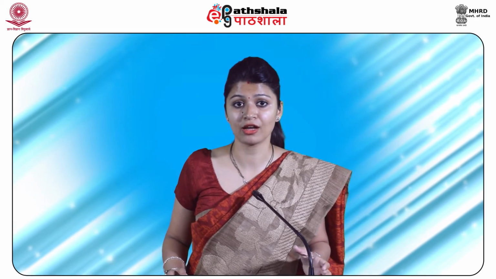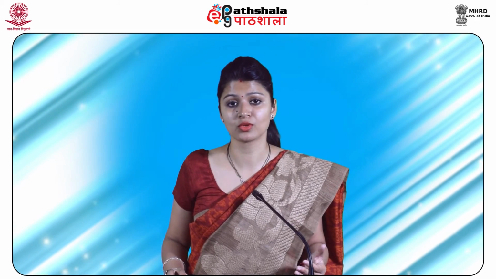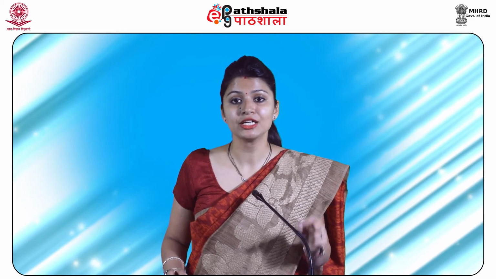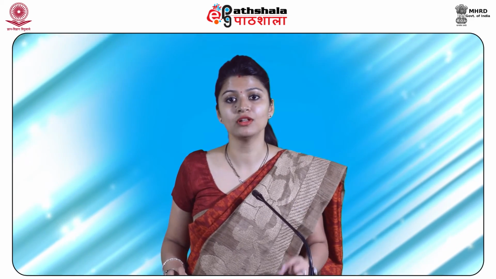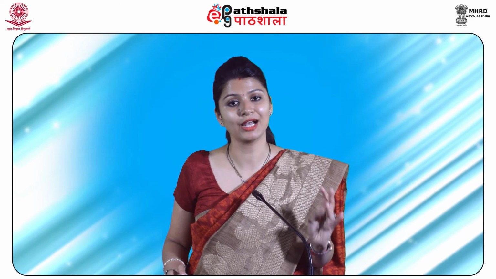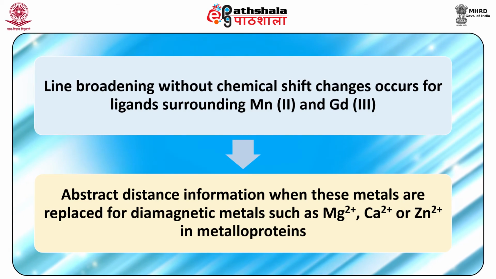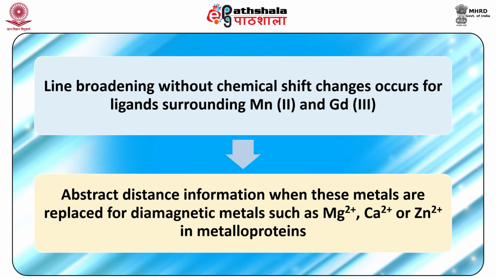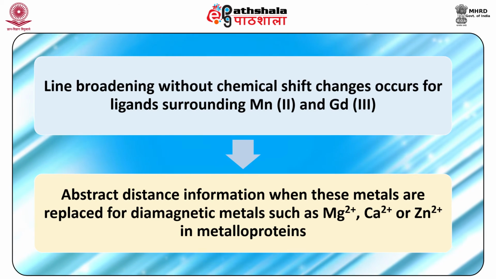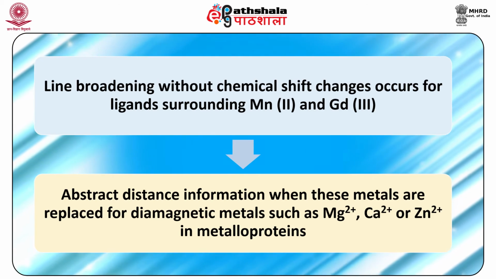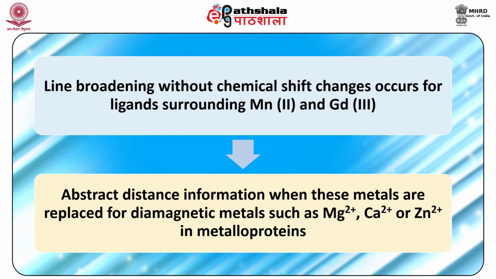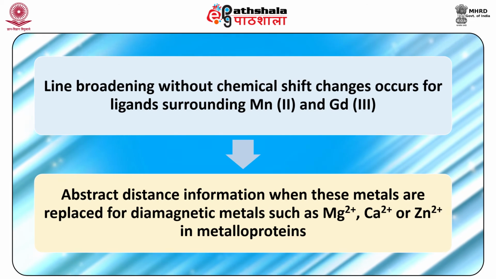Paramagnetic metal ions having electron spin relaxation times that are fast enough not to broaden adjoining proton resonances beyond recognition can yield shifted NMR signals that facilitate recognition of amino acid side chain ligands. This method is especially beneficial for naturally occurring iron, cobalt and copper centers. Line broadening without chemical shift changes occurs for ligands surrounding manganese(II) and Gd(III) and can be used to abstract distance information when these metals are substituted for diamagnetic metals such as magnesium, calcium, zinc in metalloproteins.